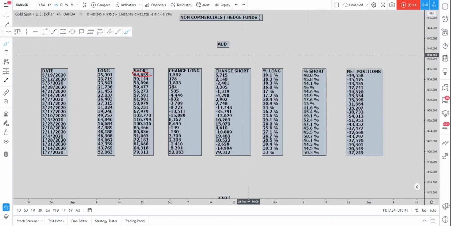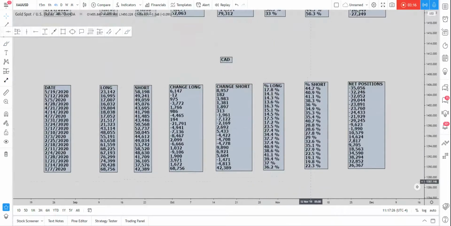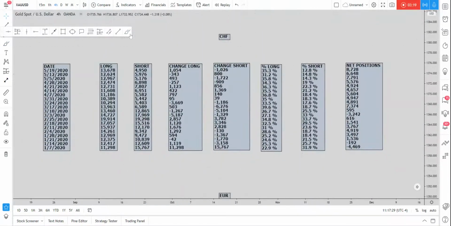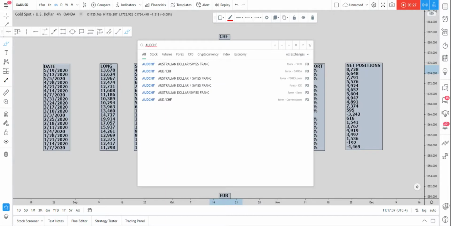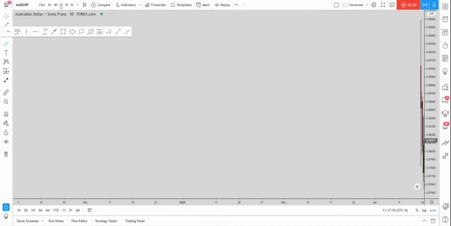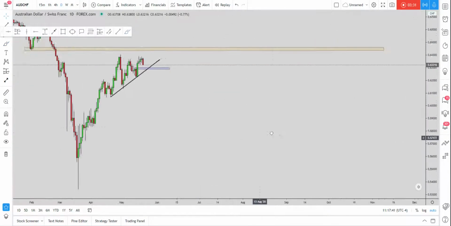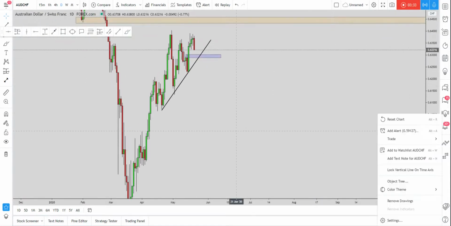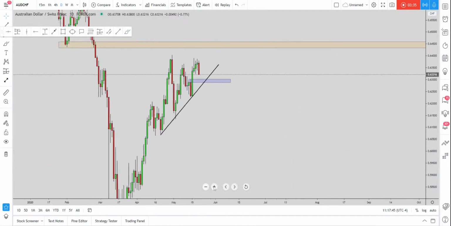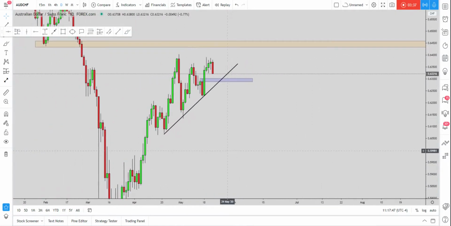And if we go and see what we have from a CHF perspective, we can see that on CHF with the last report, 1k longs added and 1k longs closed. So we can expect CHF to get stronger, which is in perfect confluence with what we want to see from a technical perspective on AUD CHF. However, as usual, we have to be reactive and not predictive, as I was saying.